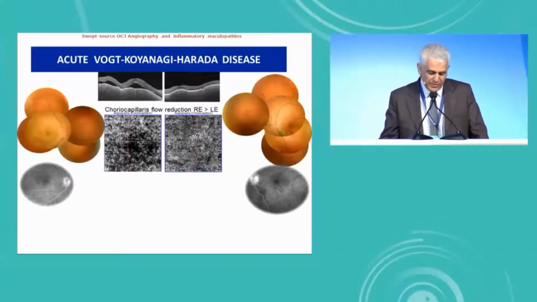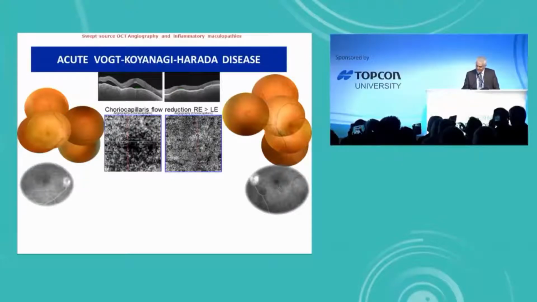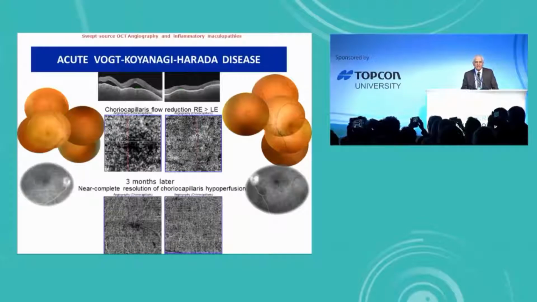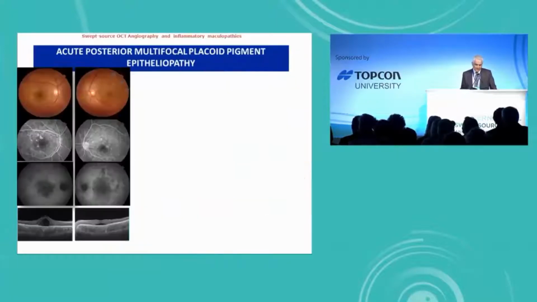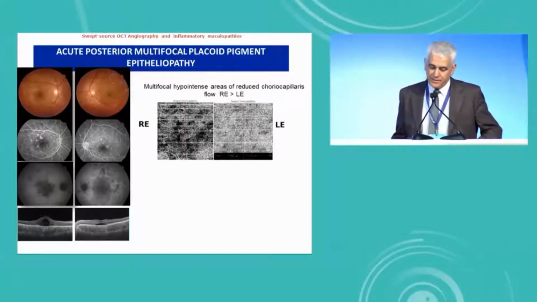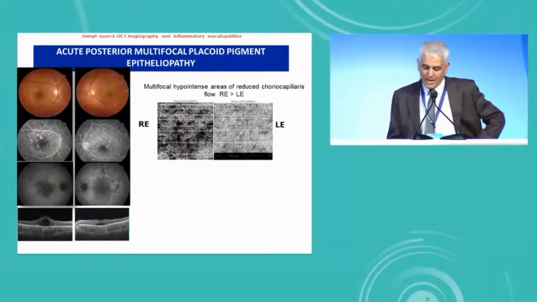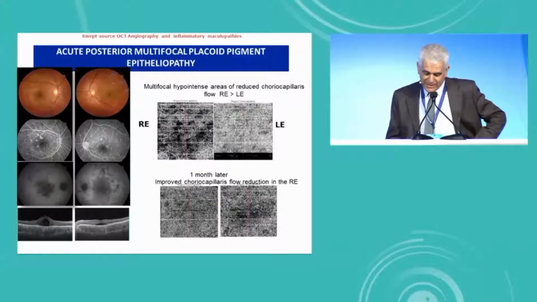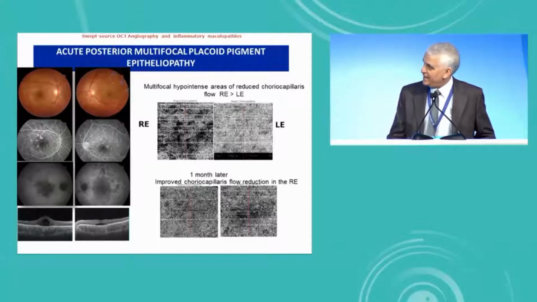And the OCT angiography, as you can see, shows choriocapillaris flow reduction mainly in the right eye. And you can see 3 months after treatment, the near complete resolution of choriocapillaris hypoperfusion. The second case is a case of AP-MPPE, and in this case you can see multifocal hypointense areas of reduced choriocapillaris flow, mainly in the right eye. And 1 month later, you can see the improved choriocapillaris flow reduction in the right eye.